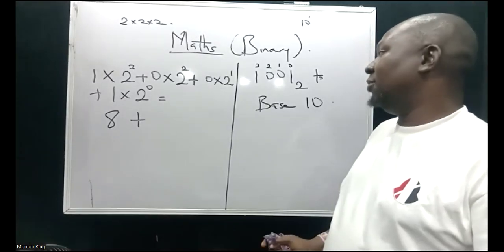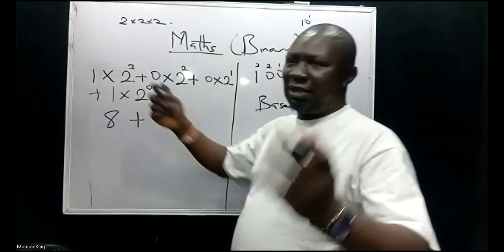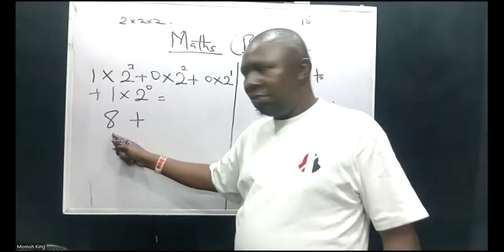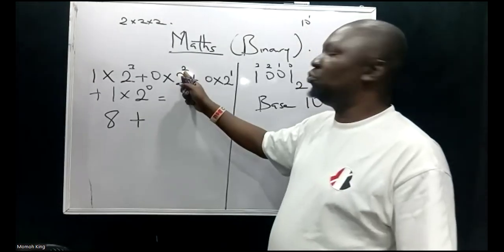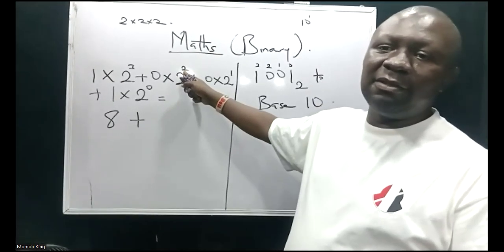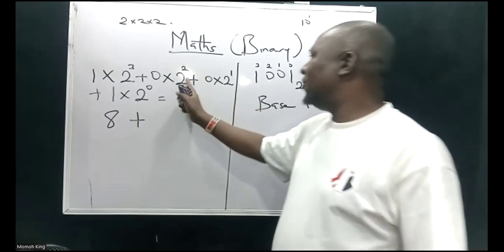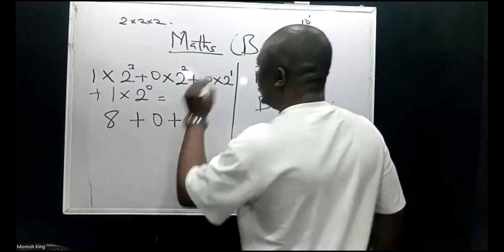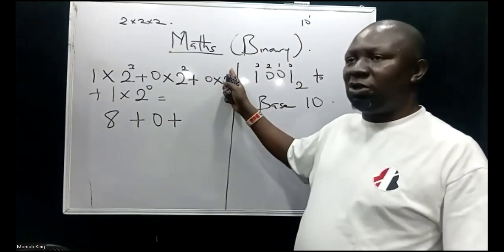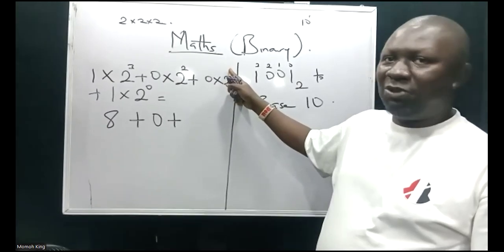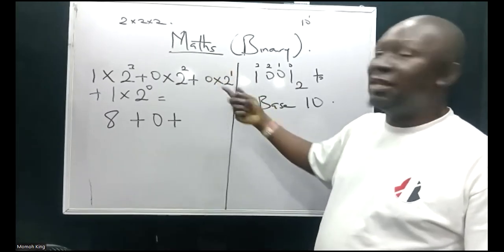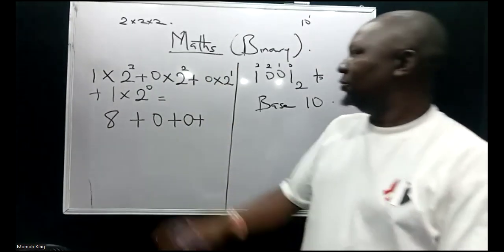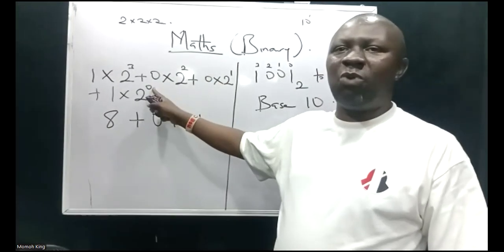I hope some of you are not confused. 2 raised to power 3. Thank God your mate said it's 8. 8 times 1 is still 8. Now, you go to this place. 2 raised to power 2 is what? 4. 4 times 0 is what? 0. God bless you. Plus 2 raised to power 1 is 2. I don't need to add that. Times 0. Anything times 0 is 0. Plus, now, 2 raised to power 0 is what? 1.